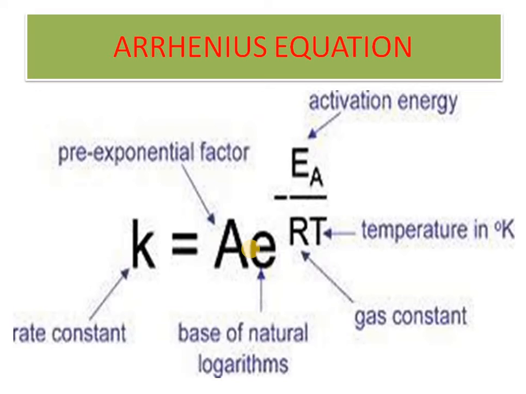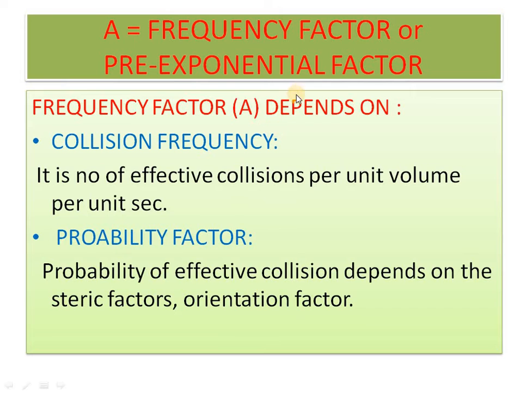Please don't forget that you should not use 0.082, because that was used for pressure terms. This is an energy term, and temperature should be in Kelvin only. If you substitute in Celsius, your numerical will be wrong. Now as I was telling you earlier, A is the exponential factor, or frequency factor also.